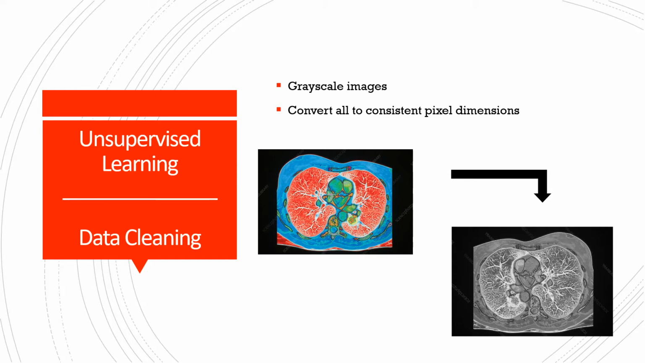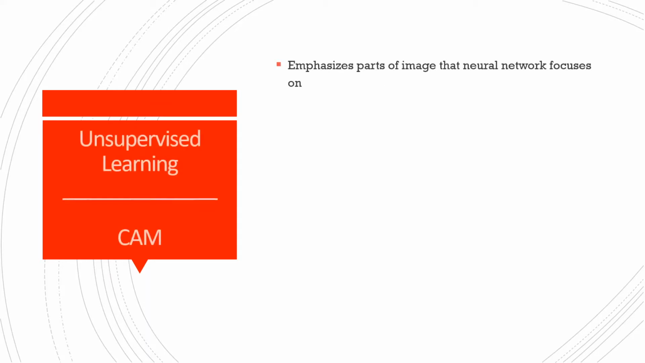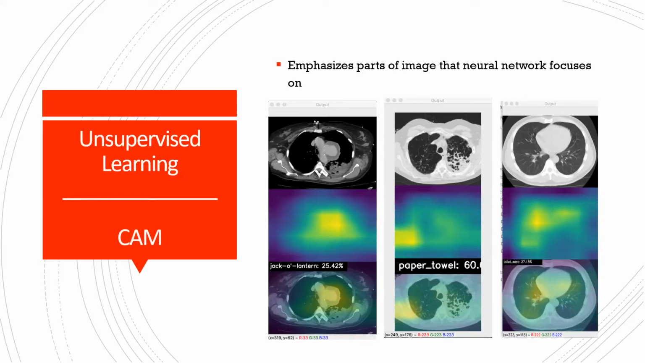For data cleaning, we grayscaled the images, converted all our image file types to one consistent file type, and converted all the images to 224 by 224 for supervised learning purposes. One of the unsupervised learning techniques used was CAM, also known as class activation maps. It highlighted the parts of the images that the neural network focuses on in supervised learning so we can better understand how our neural network will work.